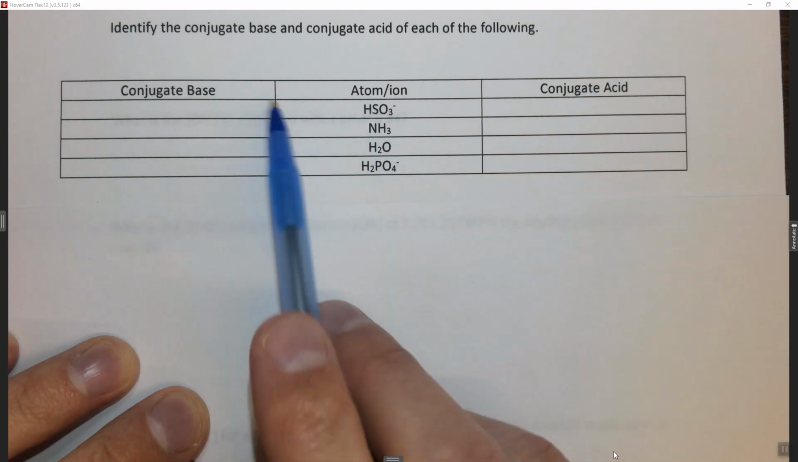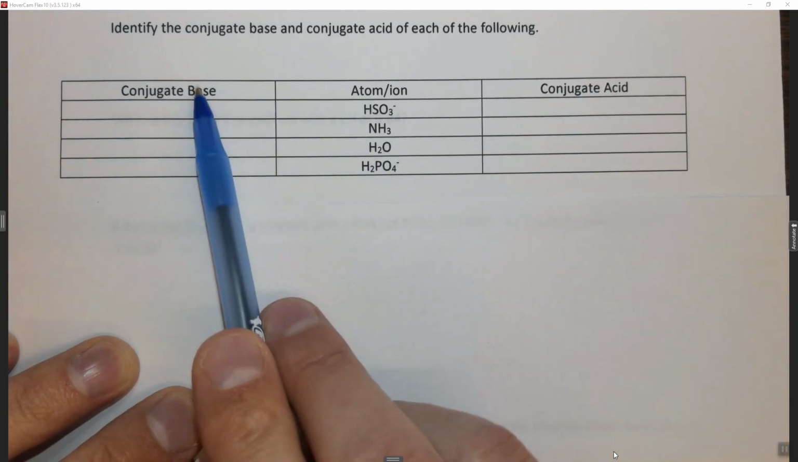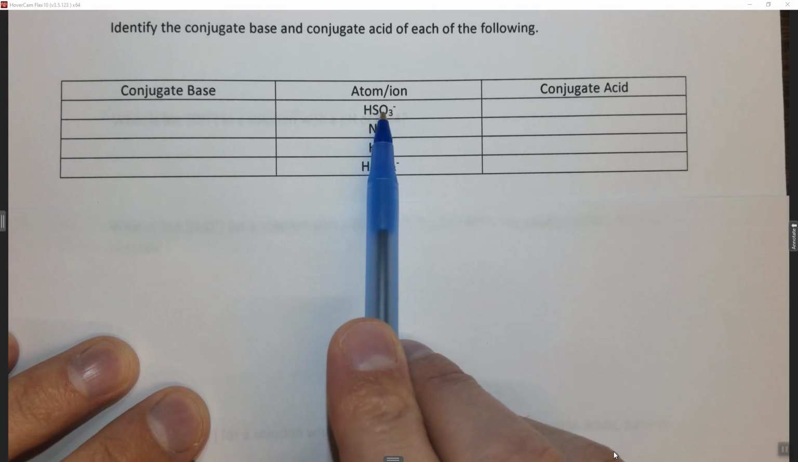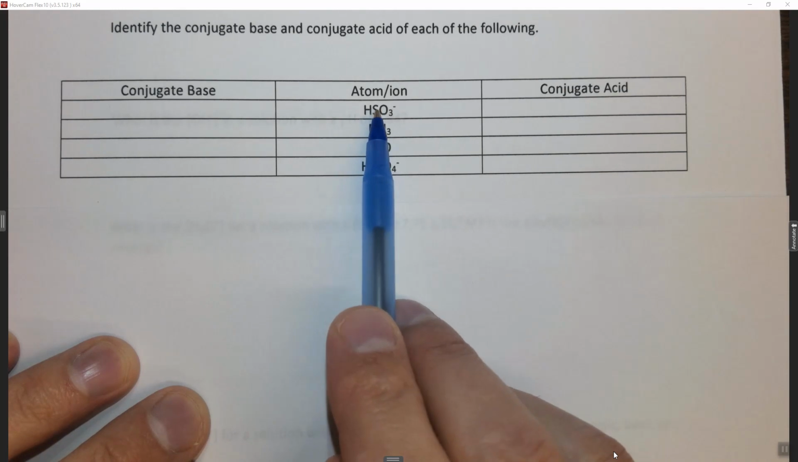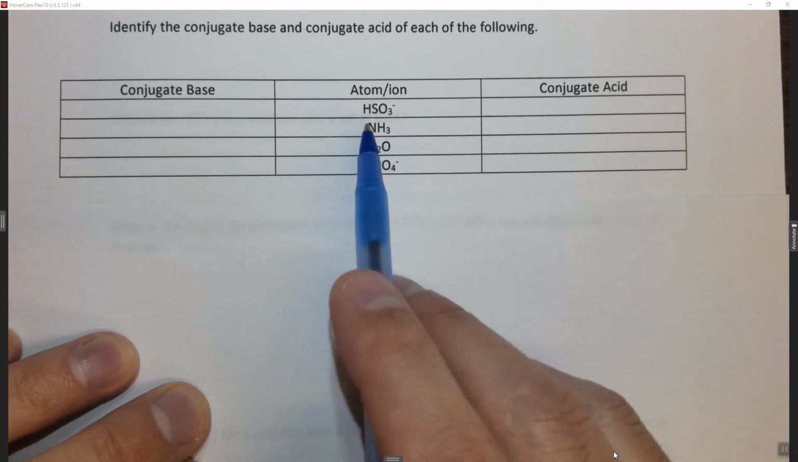Said another way, the conjugate base is formed when this acts like an acid. When this acts like an acid, it loses a proton. The conjugate acid is formed when this acts as a base. When this acts as a base, it gains a proton.